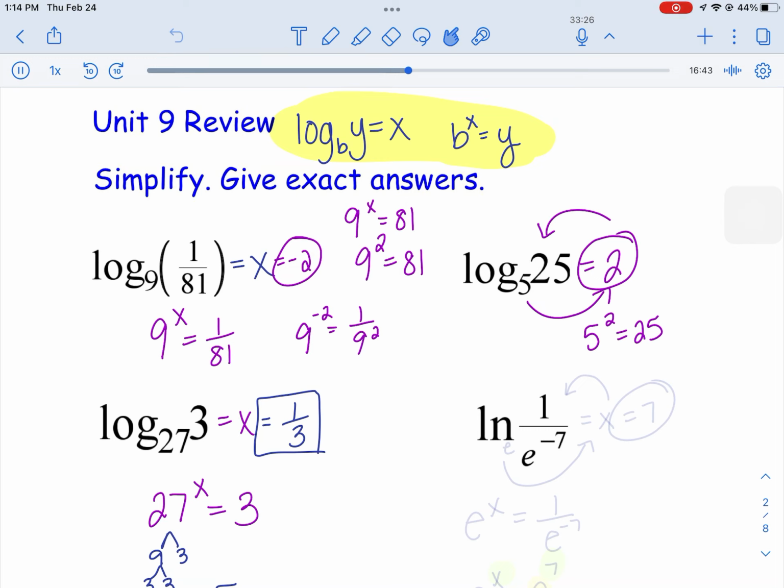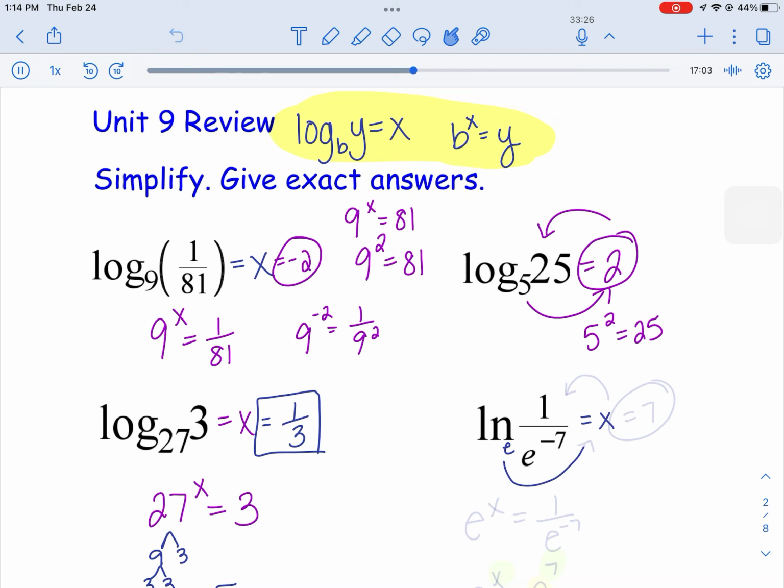The last one here is the natural log. For the natural log, you have to remember that it has a base of e. So I like to remember that it goes together in the calculator. E to the x and ln go together, just like the base log is base 10 and it goes with 10 to the x on the calculator. So this is like base e.